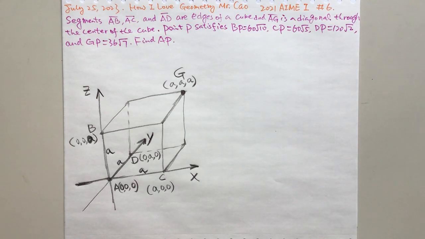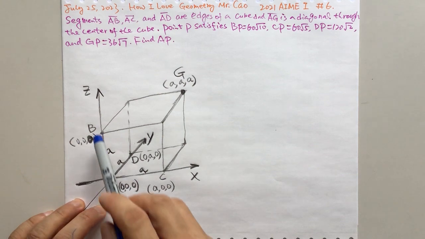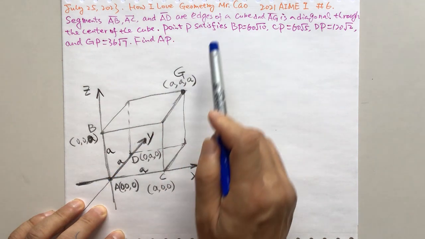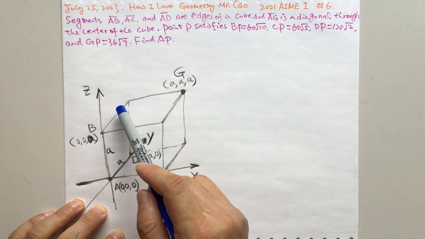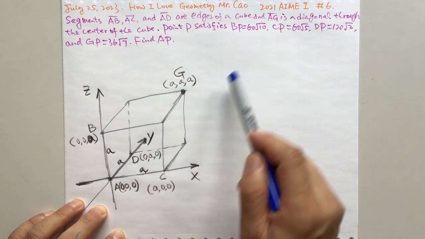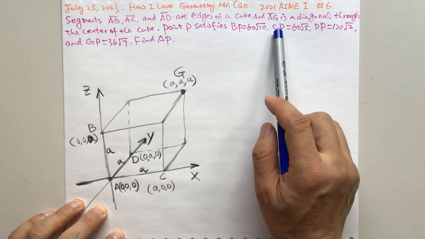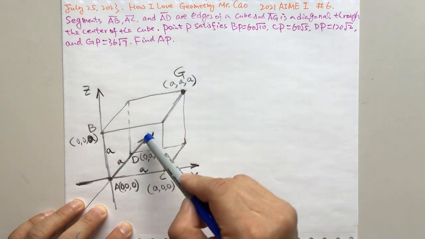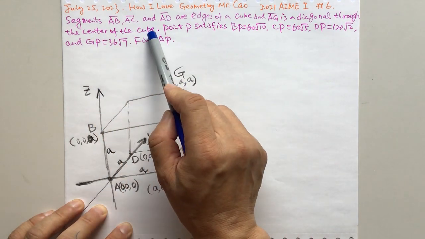I'm Mr. Cao. This problem is from 2021 AIME problem number 6. Segments AB, AC, AD are edges of a cube, and AG is the diagonal through the center of the cube.